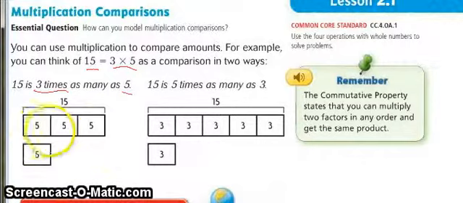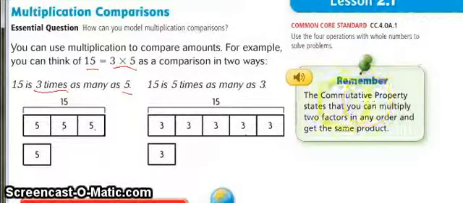So do you see here we have 3 times as many as 5. 5, 10, 15 compared to just 5, right? But here we have 15 as 5 times as many as 3. So we have 3, 6, 9, 12, 15 compared to 3.